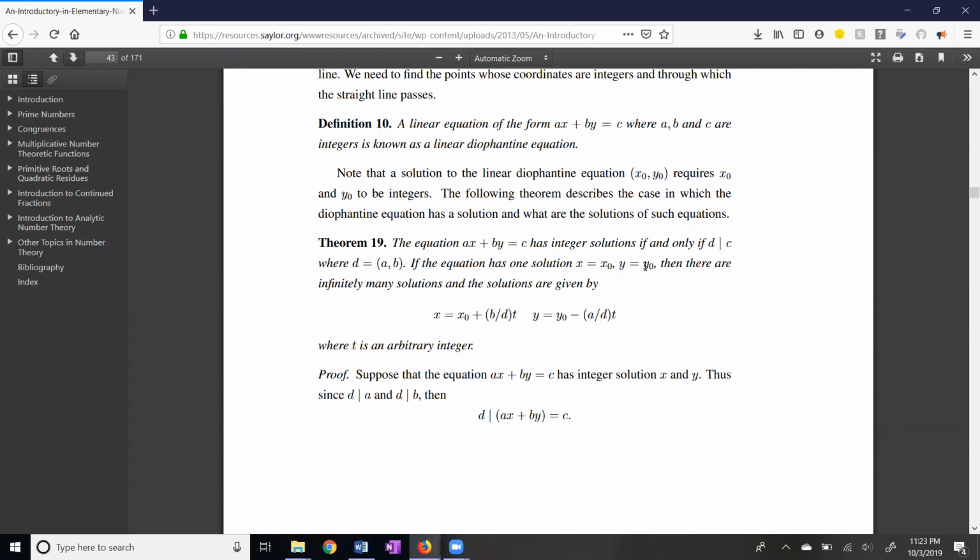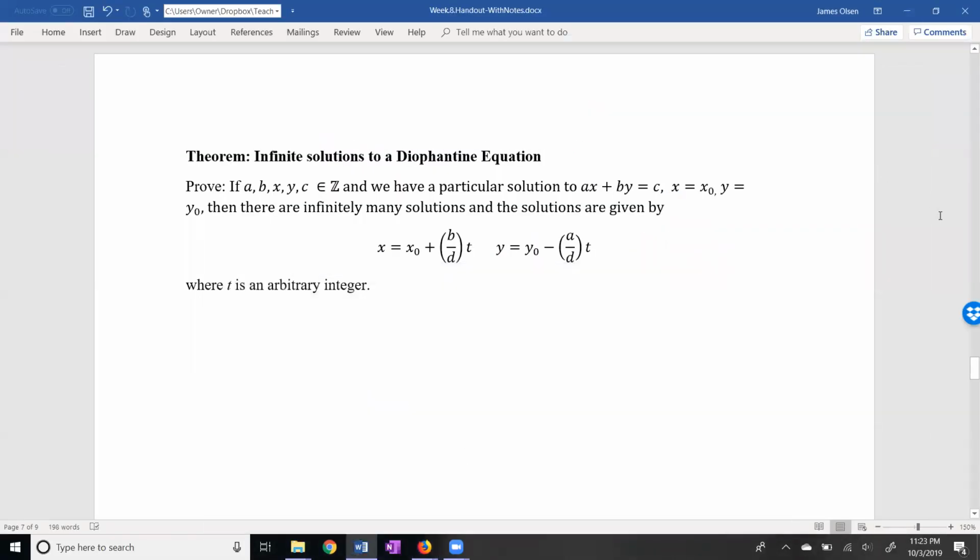But we can say more. If we have a particular solution, there are infinitely many solutions. And here are the formulas for generating an infinite number of solutions. Let's prove this. So we have integers, and we have a particular solution to our equation, AX plus BY equals C. The particular solution is x naught and y naught. Our conclusion is that there are infinitely many solutions, and the solutions are given by these expressions.